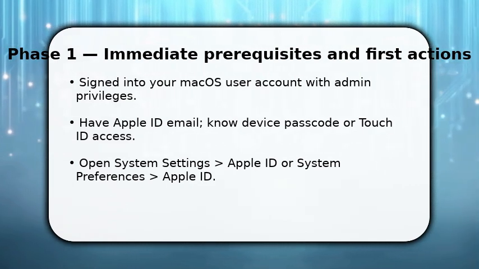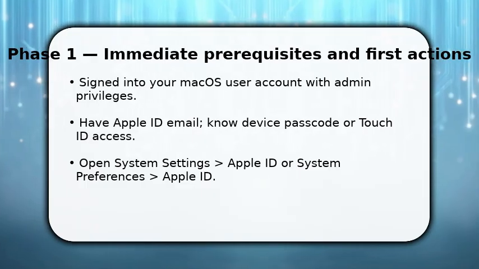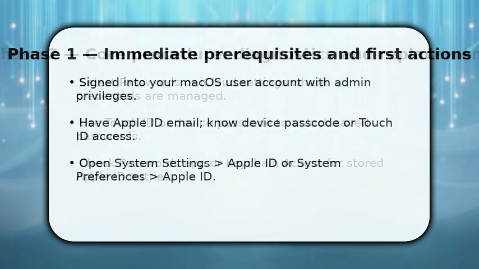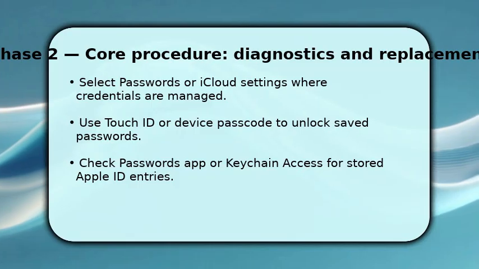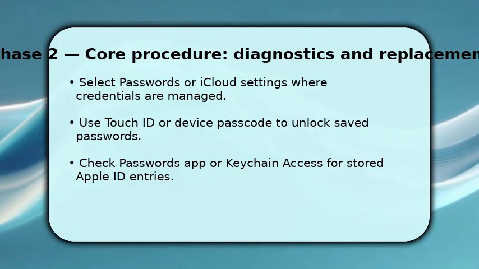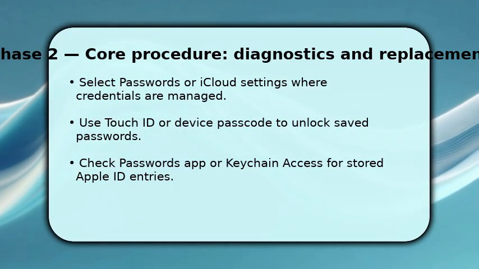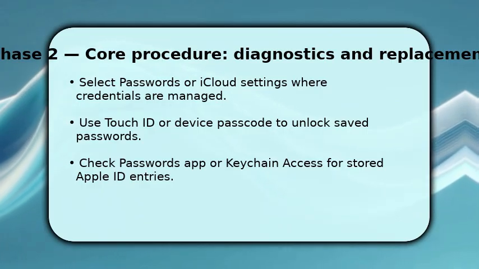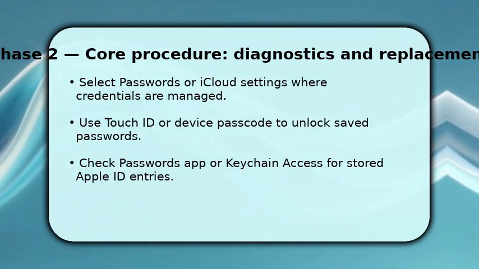Now you locate where Mac OS stores credentials and unlock them. Click Passwords in System Settings or open Keychain Access from Utilities if using older Mac OS. When prompted, authenticate with Touch ID or your device passcode. This unlocks saved passwords securely.